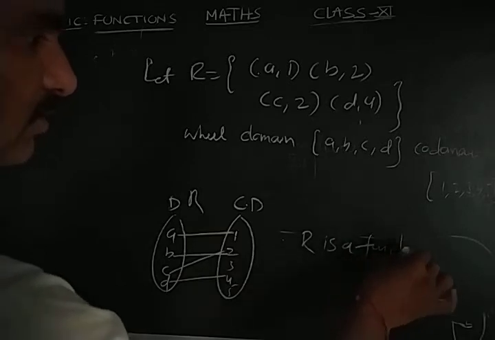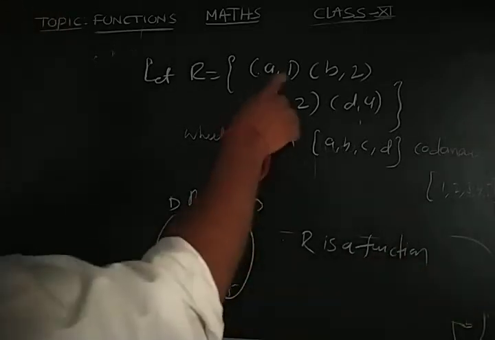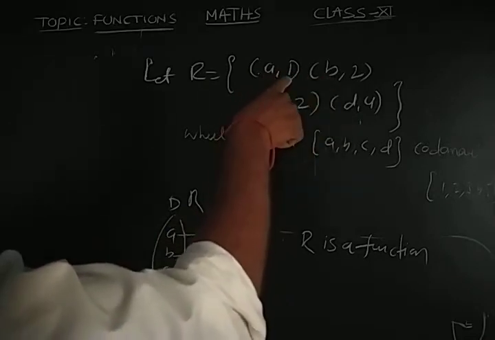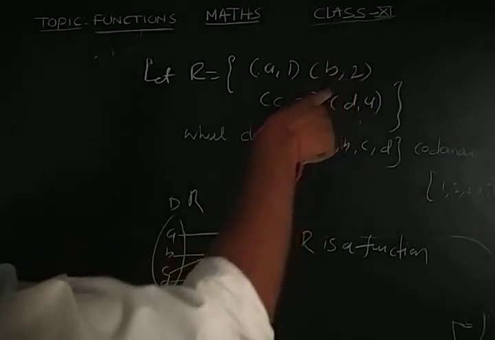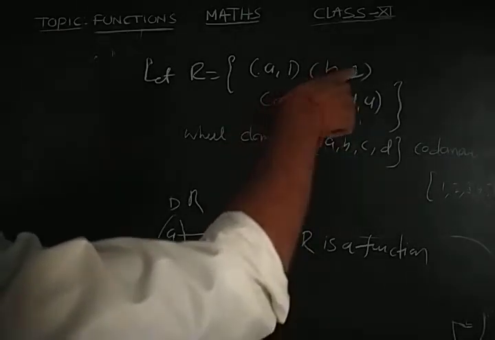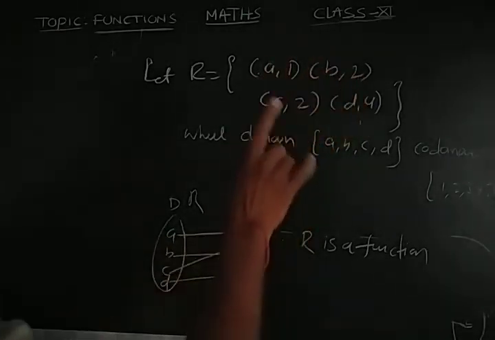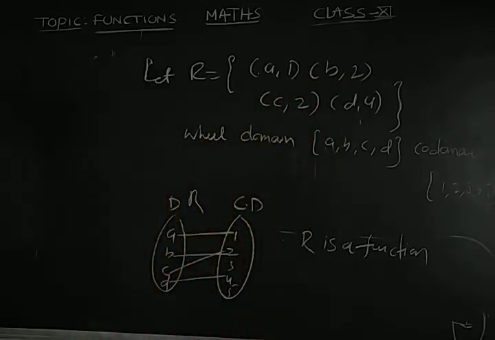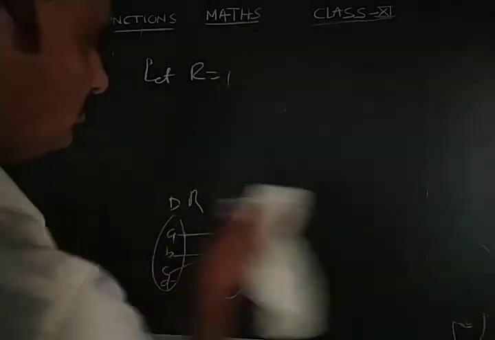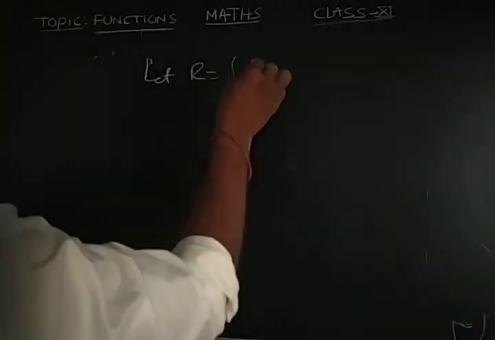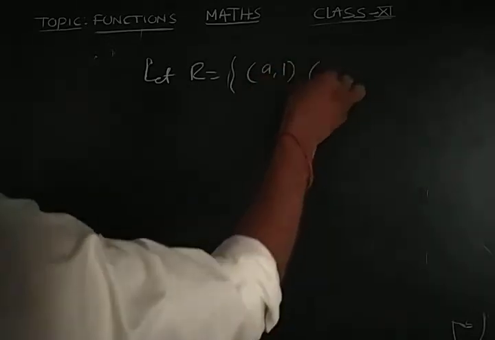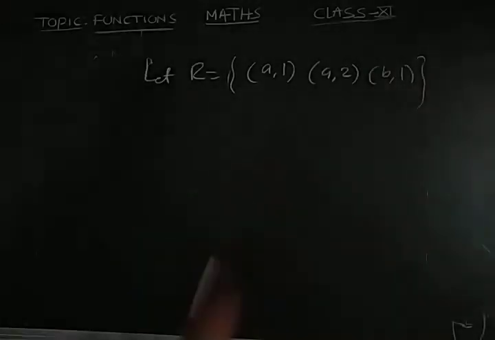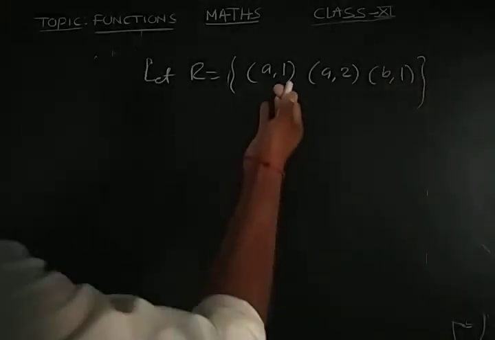So if you have ordered pairs, you can observe that A is related with 1, B is related with 2, C is also related with 2. When the y coordinates are the same, no problem, nothing will happen. But see another example, if you have ordered pairs like this: A related with 1, A related with 2, B related with 1. Now I am asking, is this a function?